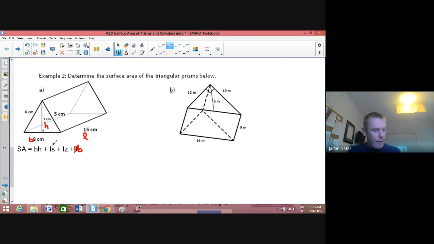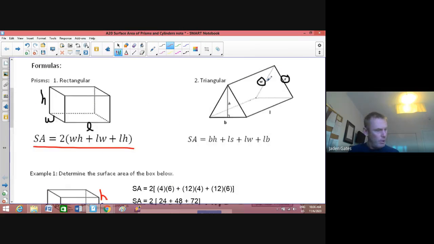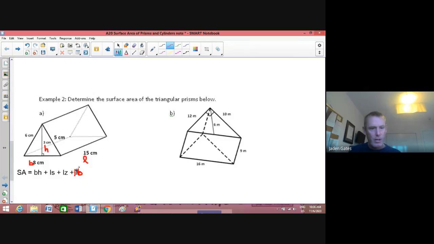And then I have W, WZ. Let's see, go back up and look. Oh, I get to fix this. This should be a Z. Hold on here. All right, let's start over again. Scratch this out. Okay, so we've got our surface area.